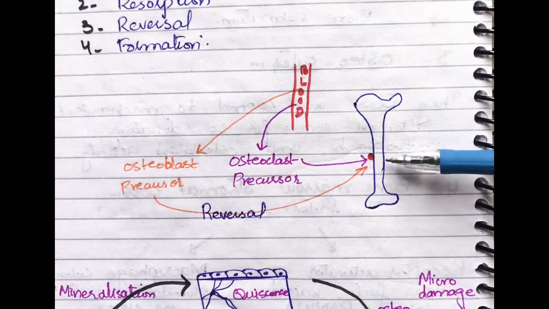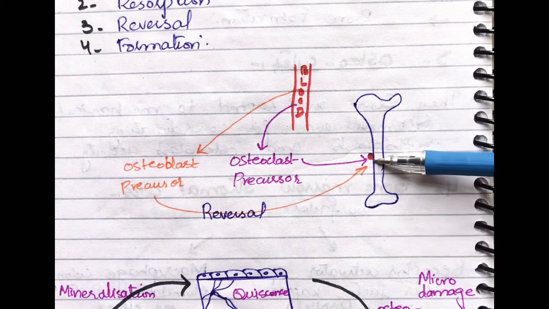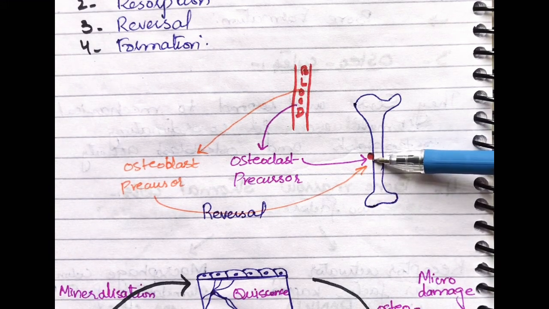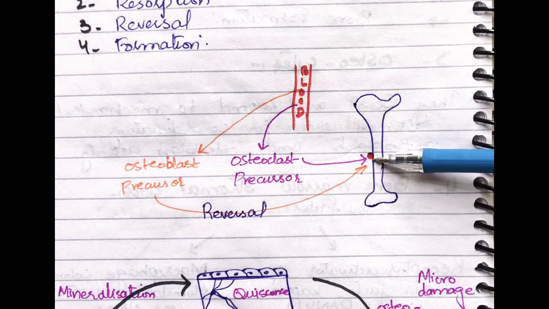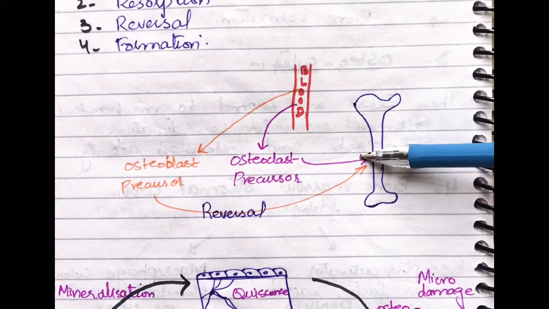This is a picture. In this there is a micro damage, which is indicated in red, to the bone. What happens when there is a micro damage to the bone? Chemoprotective factors are released from this micro damage into the blood circulation, which causes the attraction of osteoclast precursors towards this bone. The osteoclasts start moving from the blood to the targeted site.